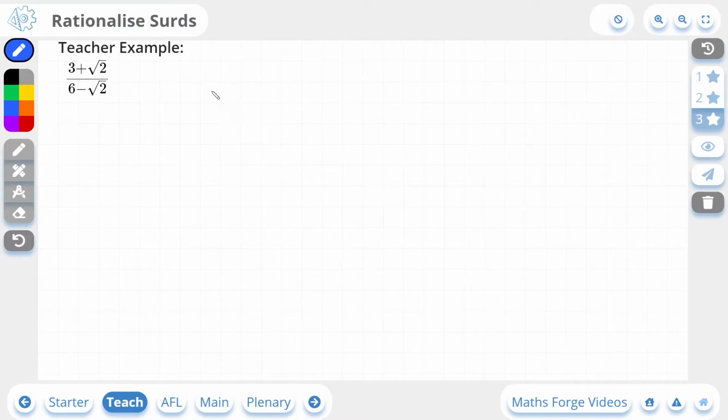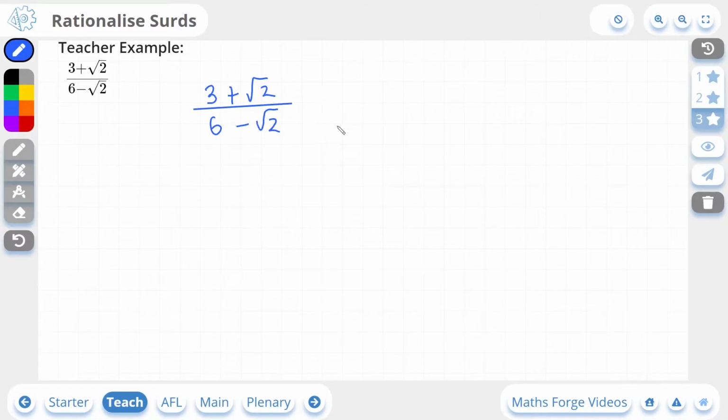So we're being asked to rationalize 3 plus root 2 over 6 minus root 2. Now for the 3-star examples, they're different to the 1 and 2-star examples. You see in the denominator here, we have an expression. So it's not just a standalone single square root. We have an expression, and this is done differently.